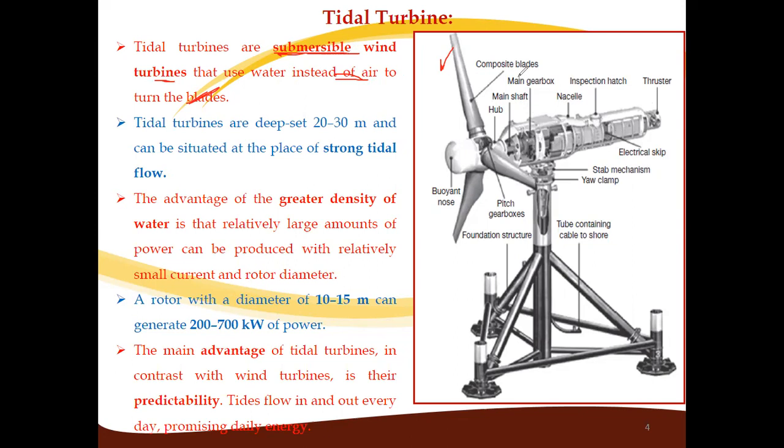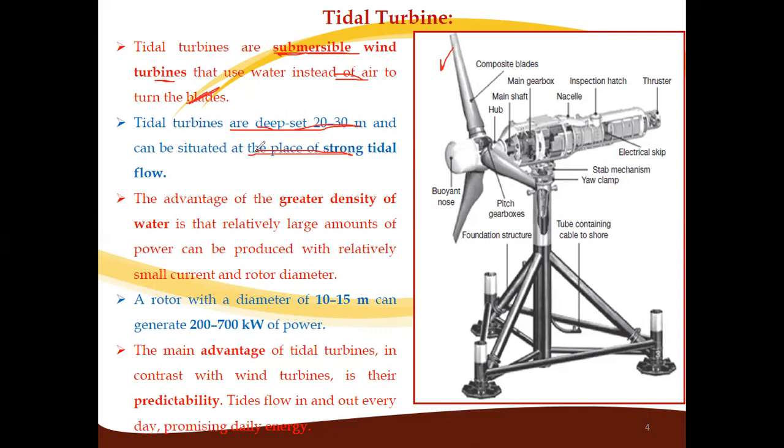The tidal turbines are deep set at 20 to 30 meters inside the sea or ocean, and can be situated at a place where there is a strong tidal flow.